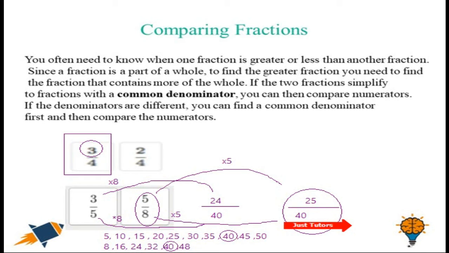The first one is that you can try to simplify the fractions to get a common denominator. The next strategy was, if the denominators are already the same, you can just look at the numerators to compare them. And if the denominators are different, first we'll convert them to the same denominator by the concept of common multiples, and after that we'll compare the numerators. So that was all about comparing fractions.